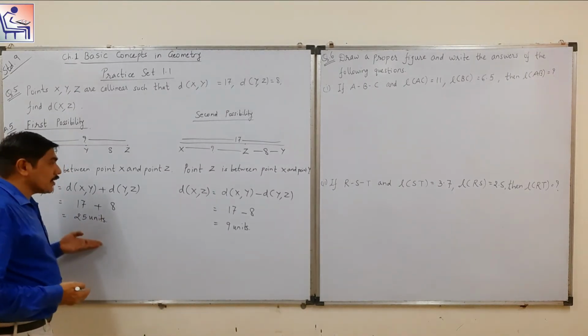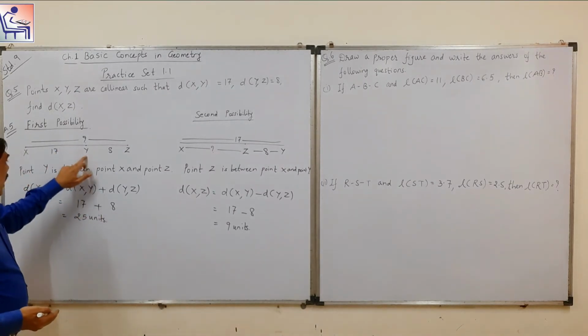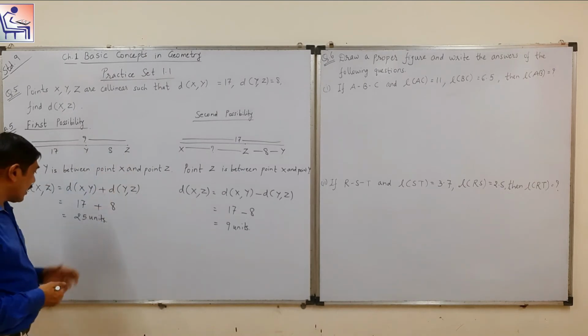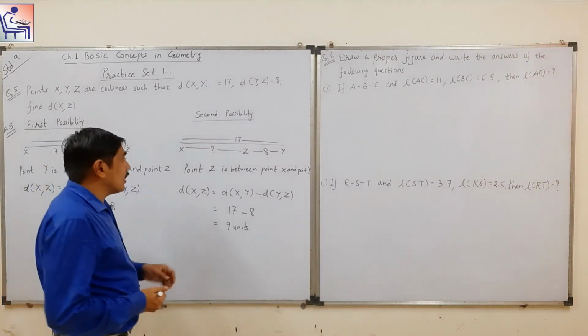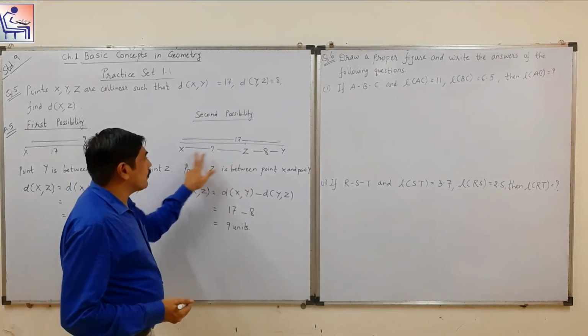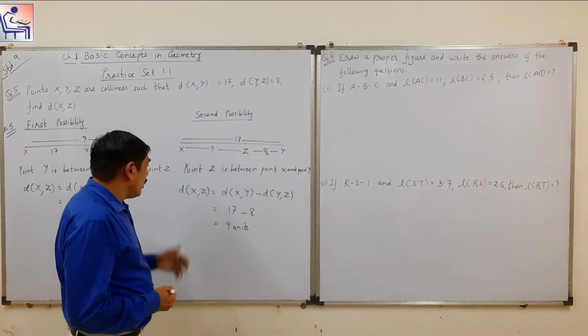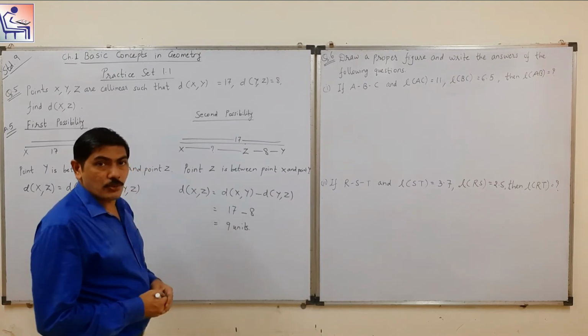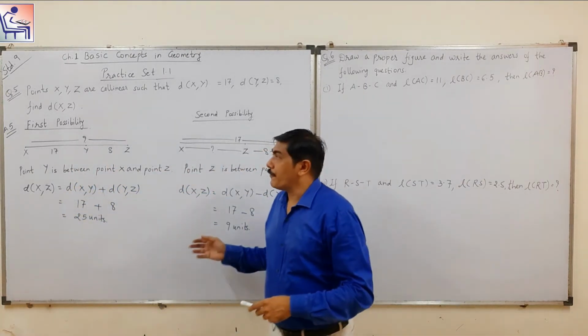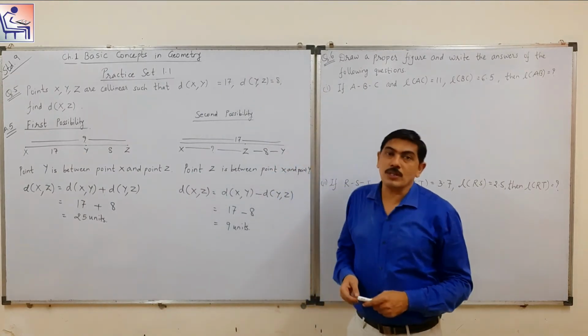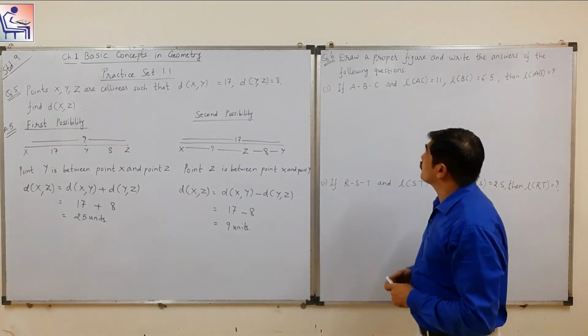In the first possibility, when point Y is between the point X and Z, we got the answer 25 units. In the second possibility, point Z is between the point X and Y, and the answer is 9 units. Here we have completed question number 5. Now we will move towards question number 6.